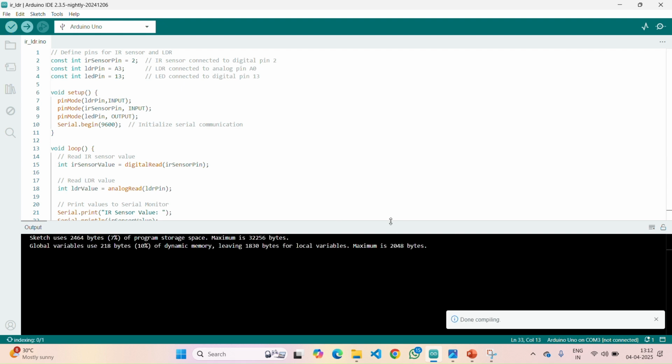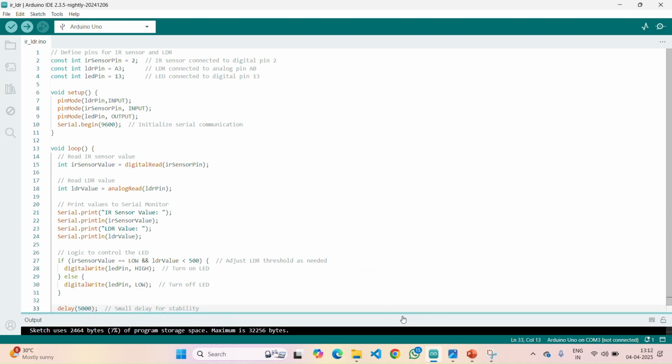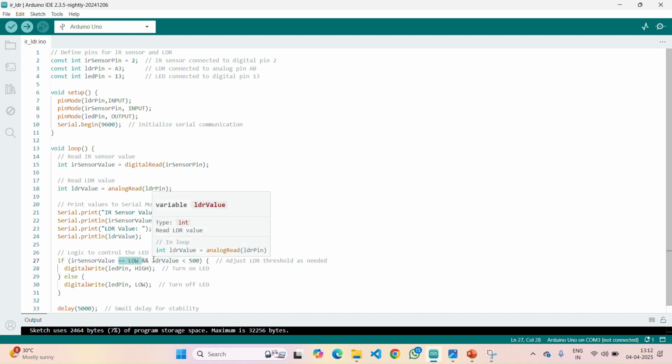Yes, there are no errors. Now we are going to see the execution part with hardware components. Before that, remember that if the LDR value is greater than or equal to 500, even if motion is detected, the LED is not going to turn on, because it is daytime and vehicles are going. Is the light required? No need. So the LEDs will not turn on.